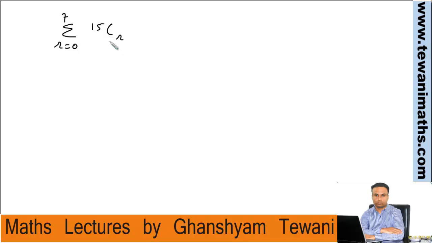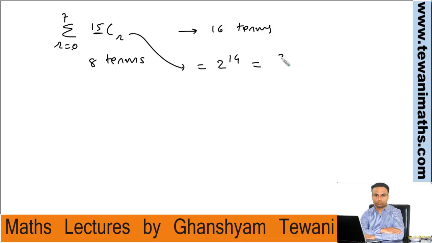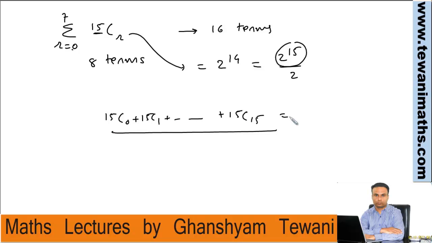Now, when the index is 15, in the complete series we will have 16 terms. But how many terms are these? From 0 to 7, these are 8 terms. Then what is the sum of this series? That is 2 power 14, which is half of 2 power 15. Now 2 power 15 is the sum of the complete series from 15C0 to 15C15. So this sum will be half of this, that is 2 power 14.